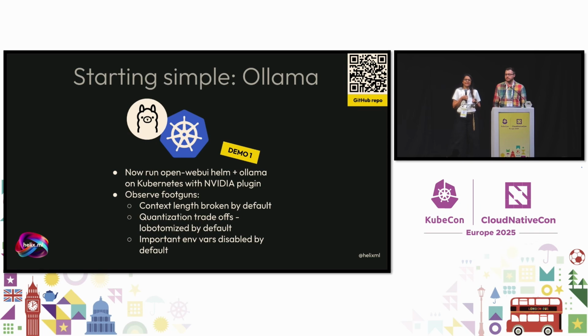We've also seen that some really important environment variables are turned off by default. One such variable is called flash attention. Turning it on reduces the amount of memory you use when your LLMs are answering questions.